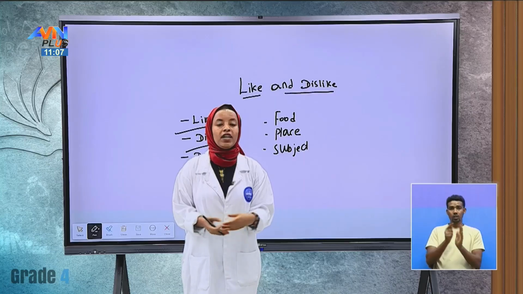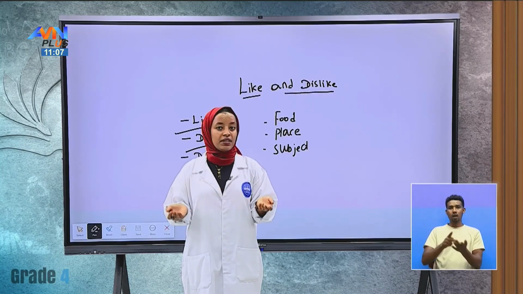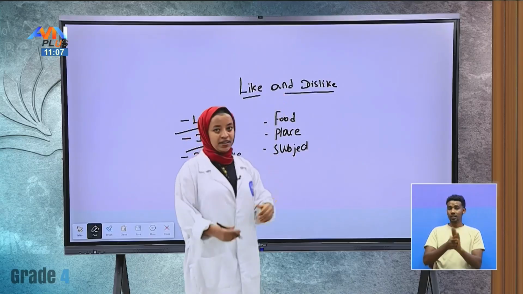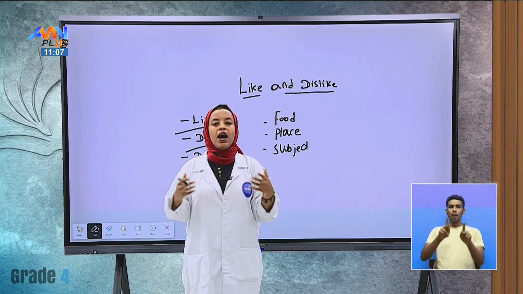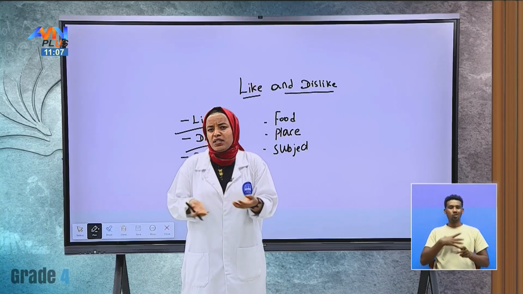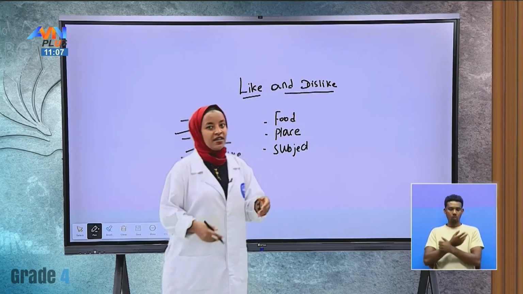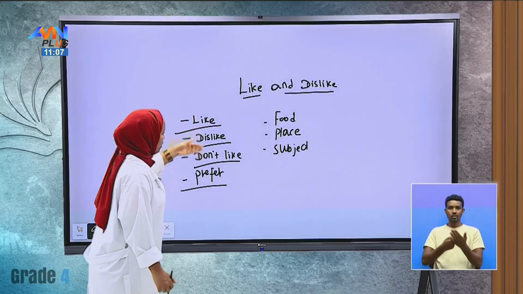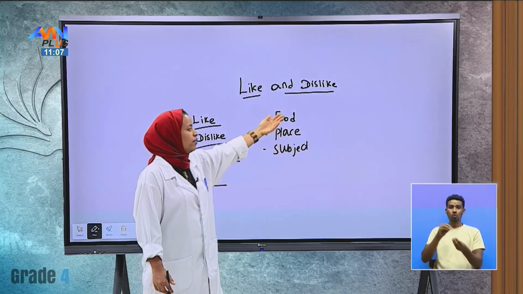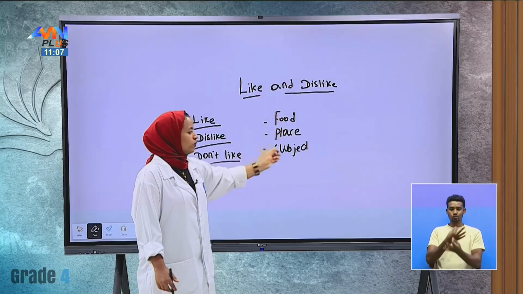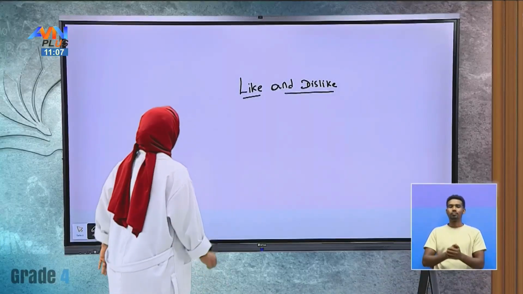For example, I like pizza, but I don't like burger. This is an example of like and dislike. And also, I like parks, but I don't like hospitals. This is the place which you like or don't like. These are vocabularies. We can add more things, but as examples, food, sometimes place, sometimes subject. This is the topic. Let us start with like.